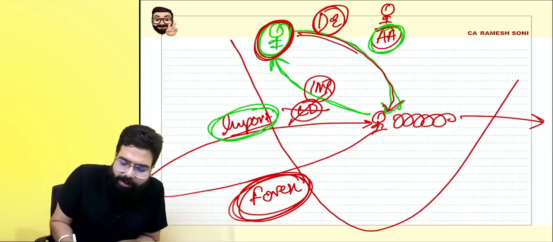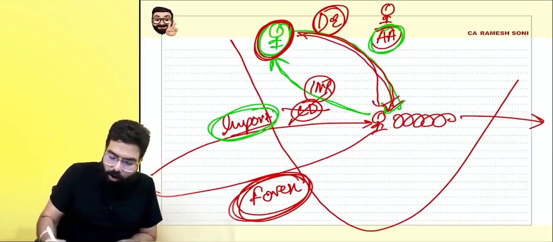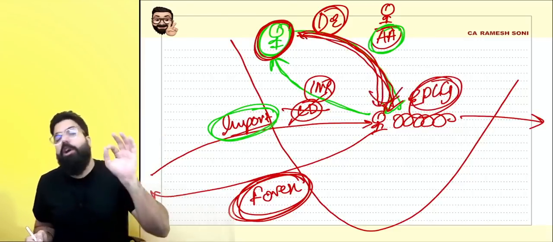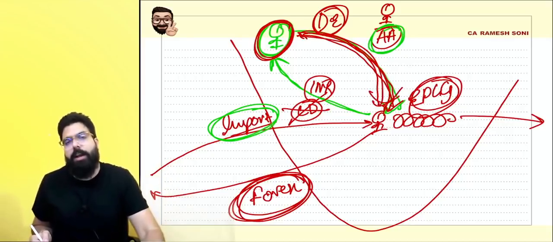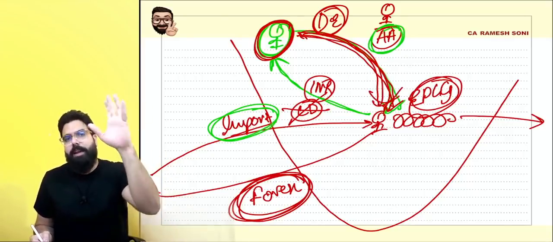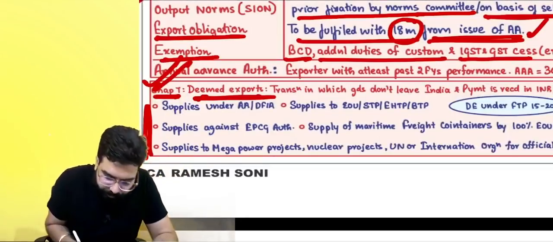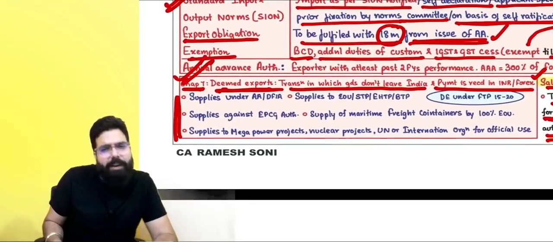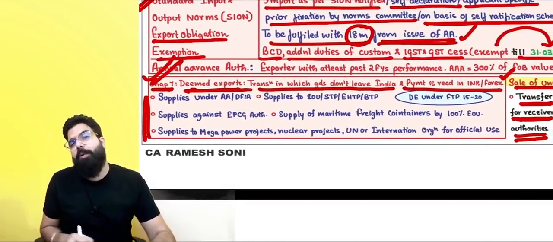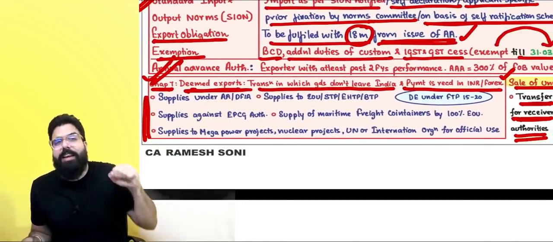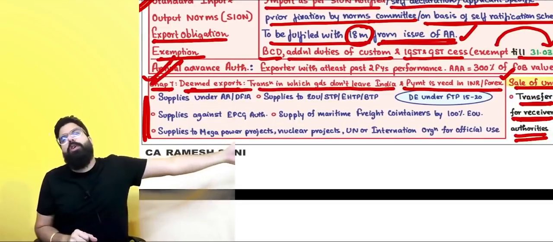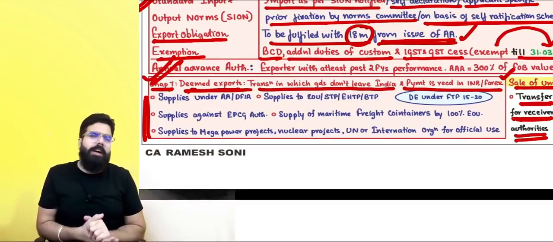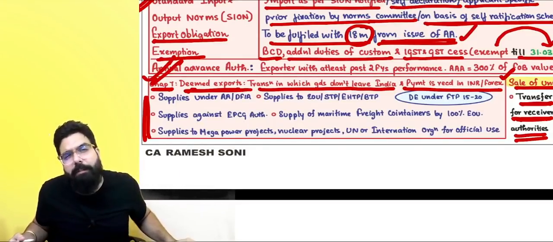So whenever I give goods to an advance authorization holder, or I give the goods to an EPCG holder, government says, Ramesh, your activity, although not export, goods have not gone outside the country, but still we will term it as deemed export. It is deemed as export. In this transaction goods don't leave India, payment is received in INR or might be received in forex, but still it is termed as export, because in exports you should receive foreign currency, but in deemed export goods don't even go out of India. Still government says when you are supplying to these advance authorization holders, then your activity will be deemed as deemed export.